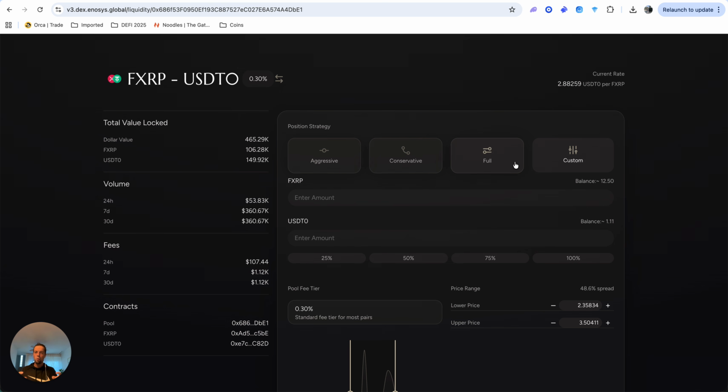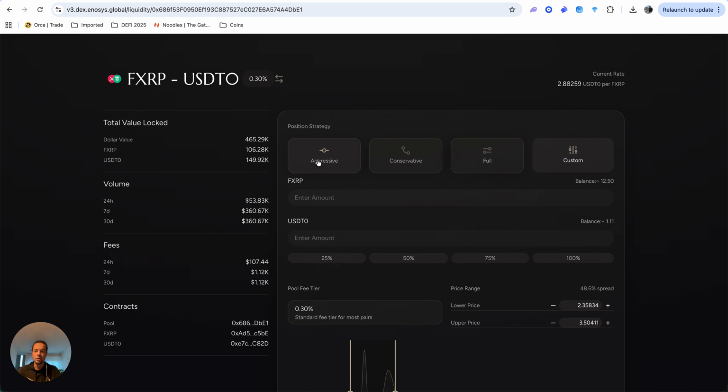While you are in range, you are earning from the fees that people trade. The fee comes from every single person that is swapping between XRP and USDT0, etc. When they do a swap, they pay the fee, and that fee goes to liquidity providers, LPs, people like me, right? So here, for example, we have this pool, FXRP USDT0.